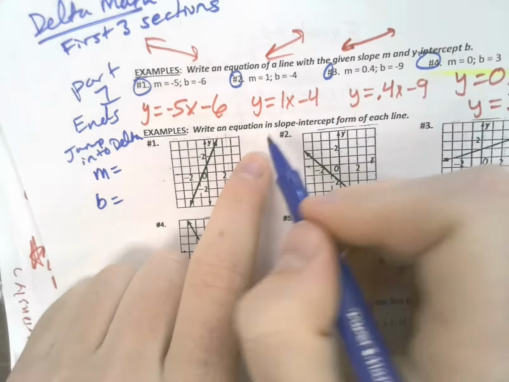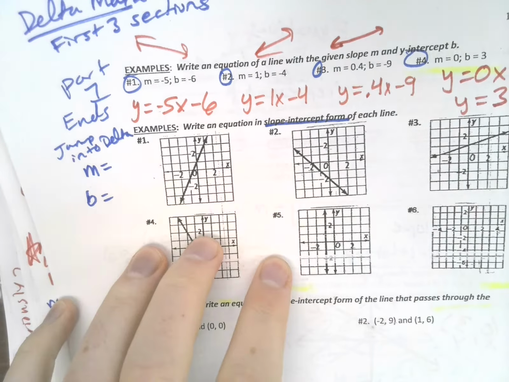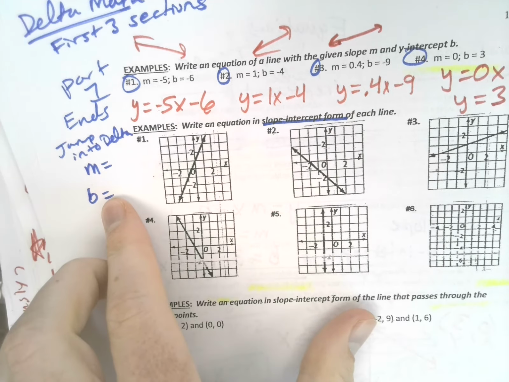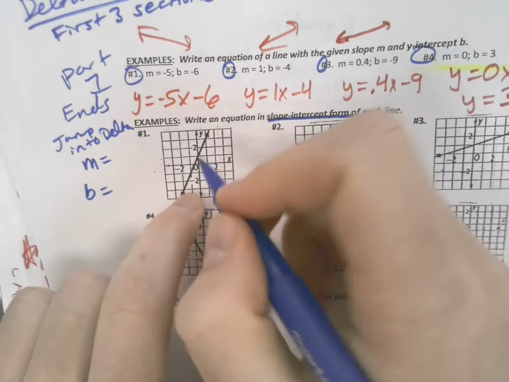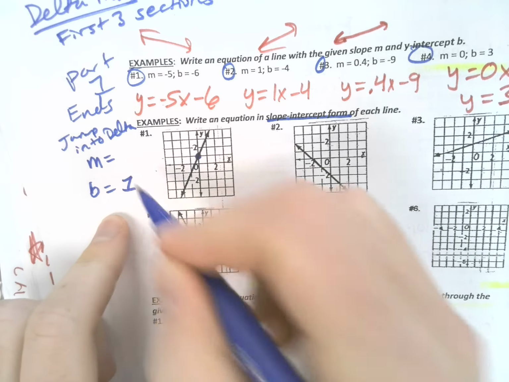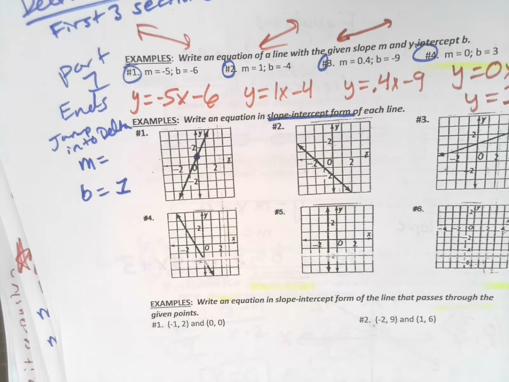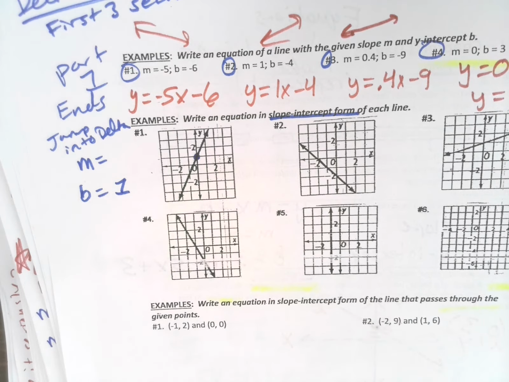So guys, we're going to write in slope-intercept form an equation for each line. So we need the slope and we need the y-intercept. Which one do you think is going to be the easiest to spot? Y-intercept. Absolutely. Where's this line crossing the y-axis? Yeah, so B is 1. You already got half your answer. The only tricky part for some people is they don't know how to get the slope.